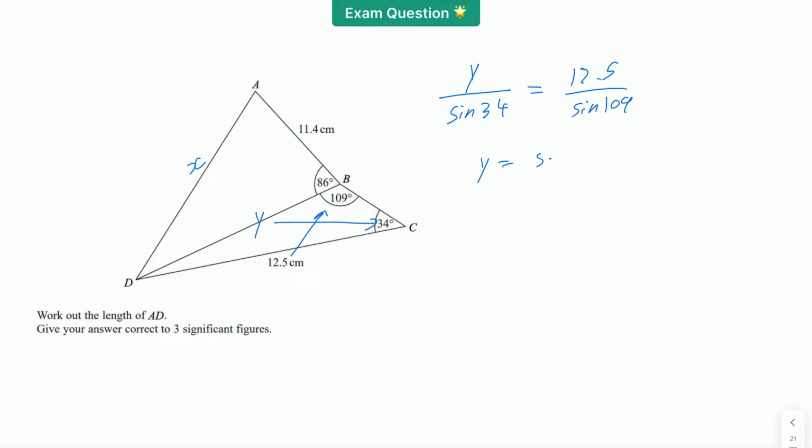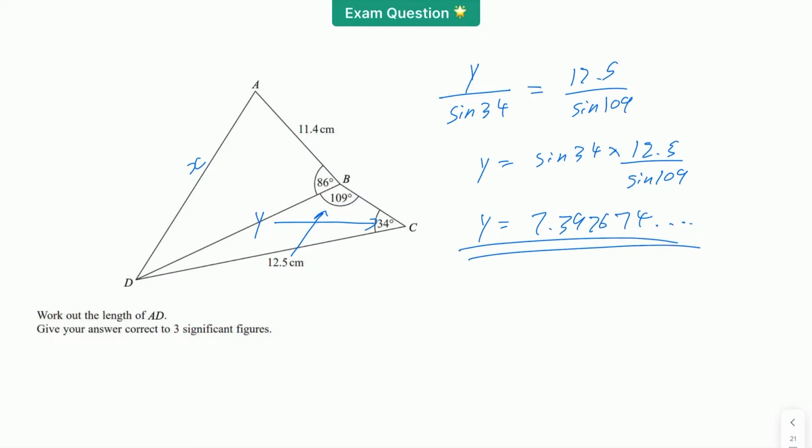We can rearrange that, and we know that sine 34 times 12.5 over sine 109 is equal to y. And that gives me y as 7.392674... Again, on your calculator, it'll just be saved in the answer button. So that's y, but that's not what the question asked for, right? We're looking for x.